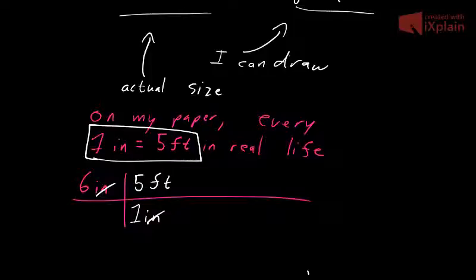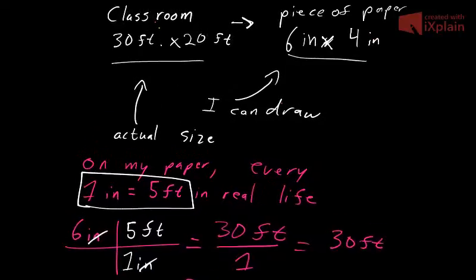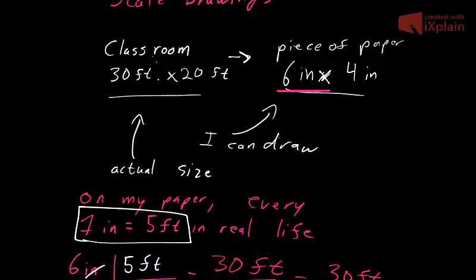So what I'm going to be left with here equals 6 times 5 is 30 feet over 1, which is going to be 30 feet. So we found from our 6 inches, it's equal to 30 feet. So 6 inches on the piece of paper, 30 feet right there.